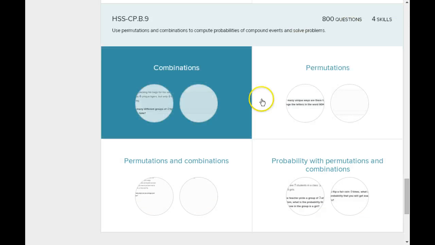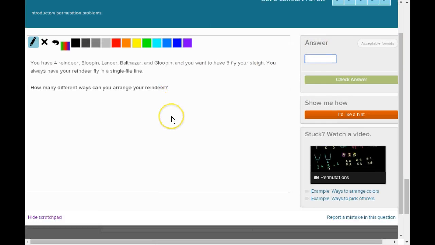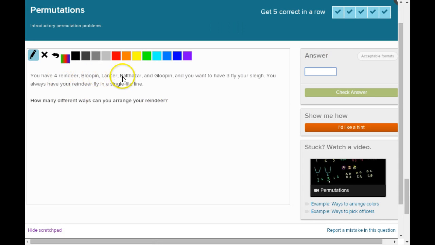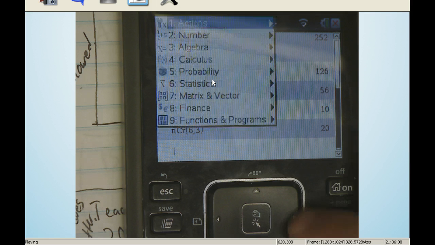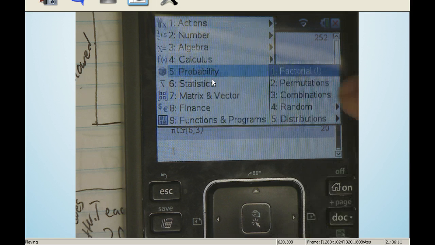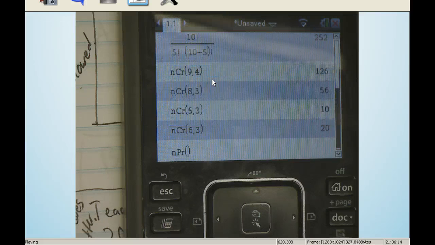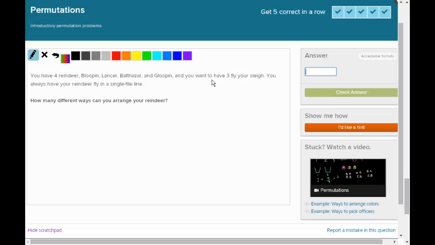Let's try doing the permutations problems. Okay, in this case, we have four reindeer. You want three to fly your sled, and they must be in a single file line. So we're talking about different ways you can arrange your reindeer. So it's a permutation. You're picking three out of four, and order does matter. So we're going to use our menu to go to probability and take permutations, and say of the four, how many permutations for three of them are there? The answer is 24.